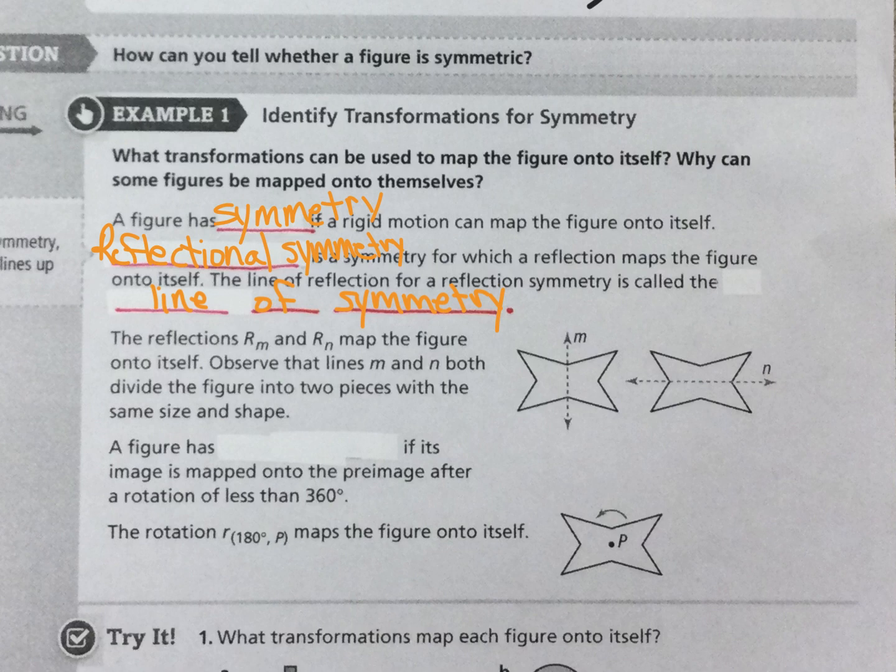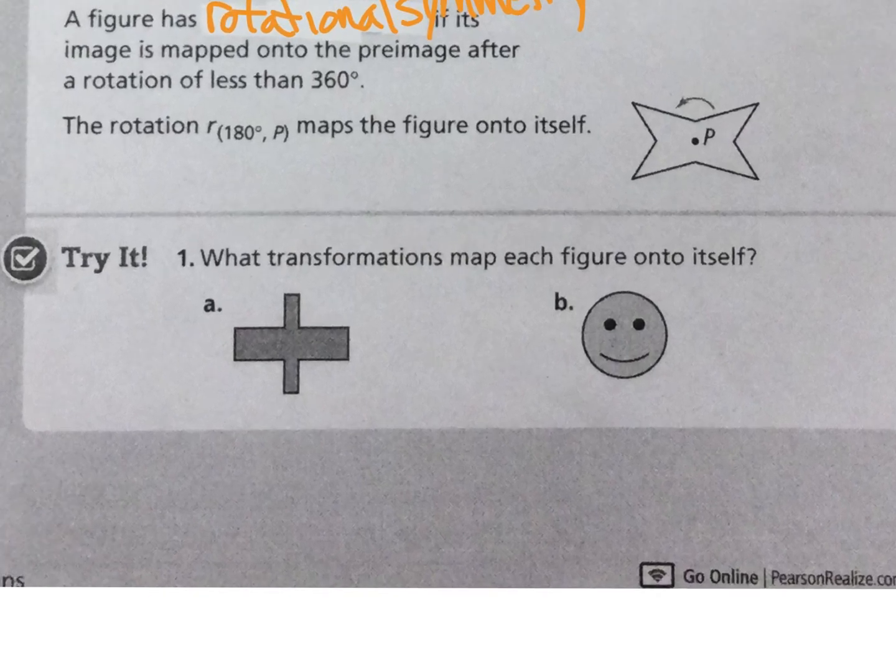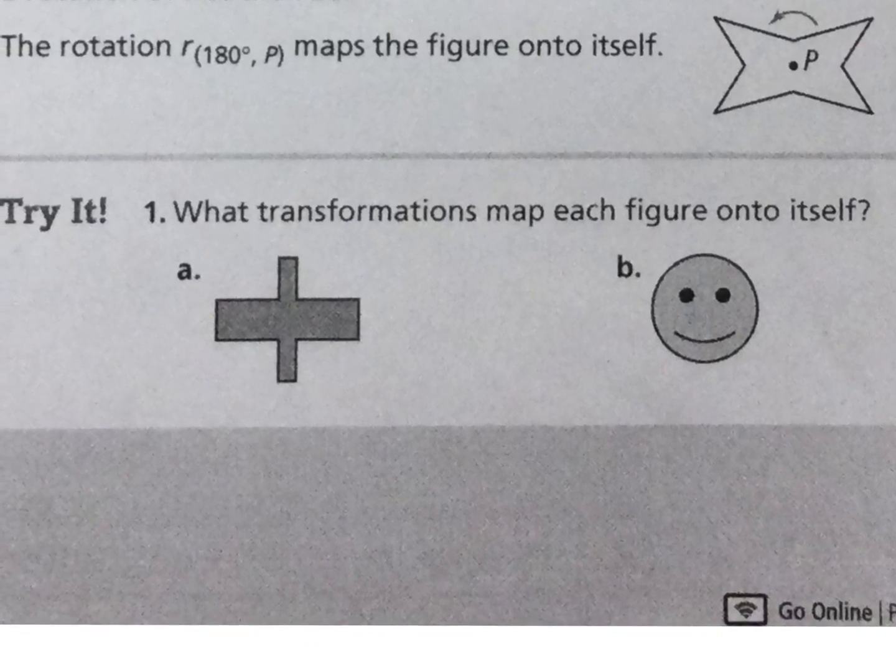A figure has rotational symmetry if you can spin it and it doesn't look like it's moved. Okay? So if we look at these, what transformations map each figure onto itself? We have reflection. If I folded it here, it would look the same on both sides, and here if I did it here. So we have two lines of reflection.